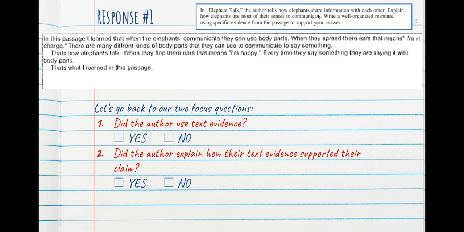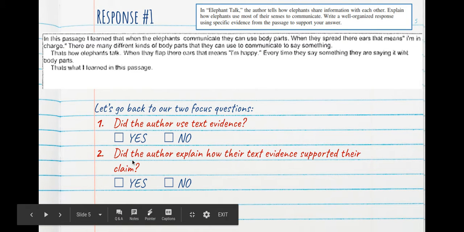All right, so I'm not going to focus necessarily on whether this person did a good job of explaining how elephants use their senses to communicate, but what I'm just focusing on are those two questions. Did the author use text evidence? When I go back and look at their response, I can see that they said the elephants spread their ears to mean I'm in charge. And then they also mentioned how they can use different body parts to communicate. They also specifically mentioned that when they flap their ears, that means they're happy. So did the author use text evidence? I would say yes. There are specific examples that I can see are pulled directly from the text.